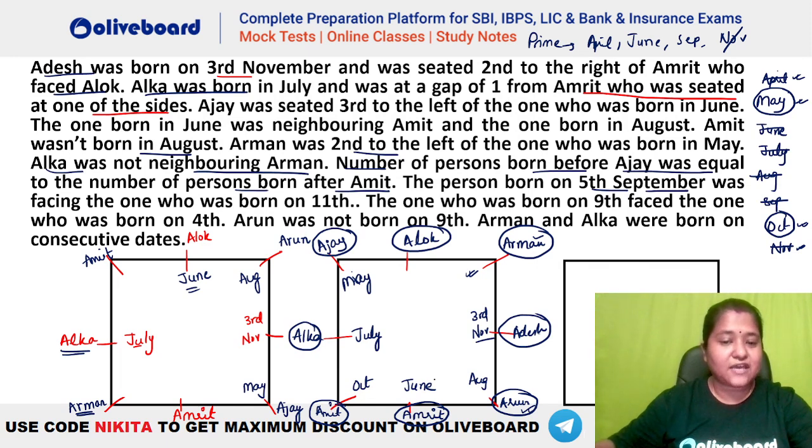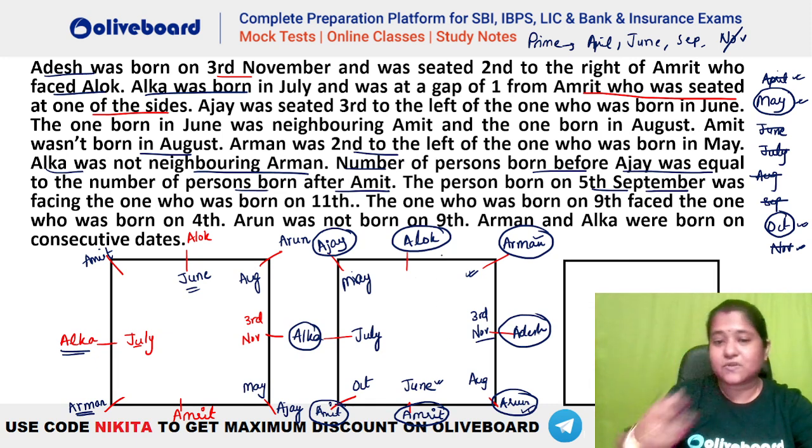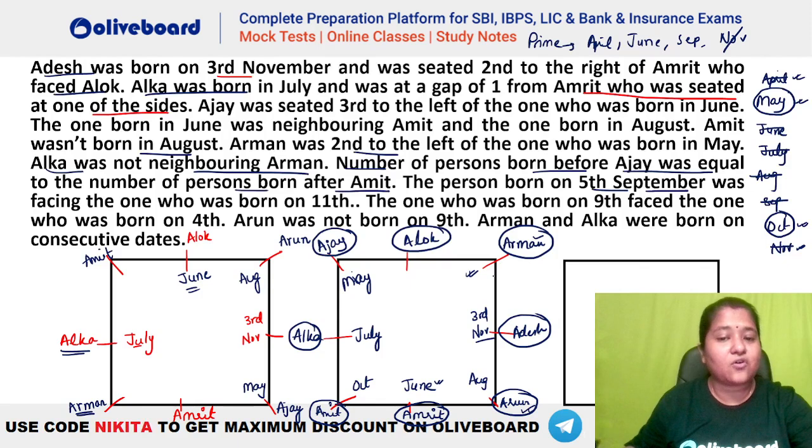11th June. Can we have 11th June? Let's say if we take 11th June here, so 5th September can be Alok. That is a possibility. Okay. 11th September, if we take 11th September, so 11th September can be Alok or Arman.